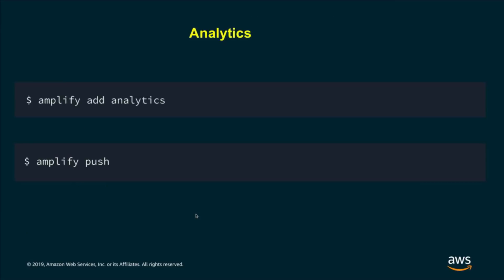So let's switch gears a little bit and talk about analytics. Same thing: if you need to add analytics to our application, we just run Amplify add analytics, and then finally you run Amplify push. What that is going to do for us in the background is create an Amazon Pinpoint instance in our account. And using that, we are going to send events from the application.